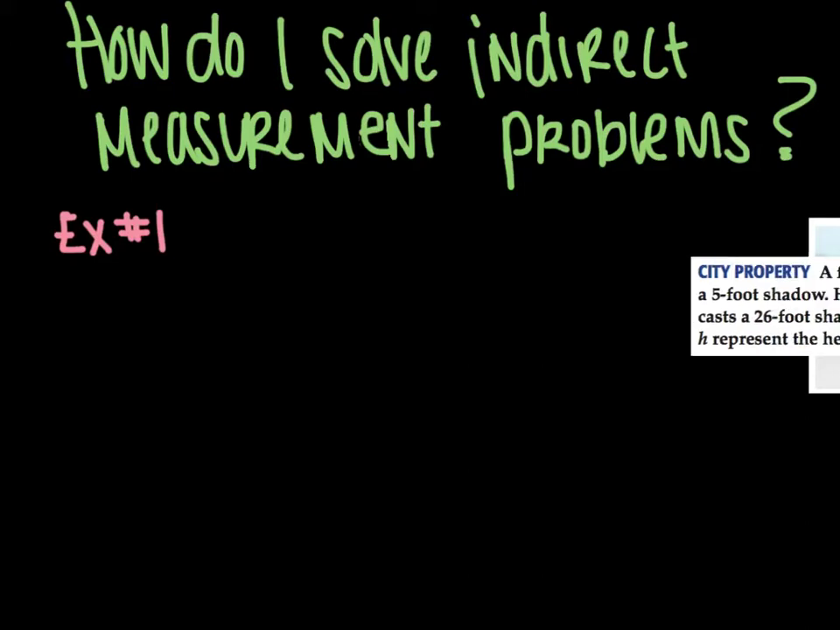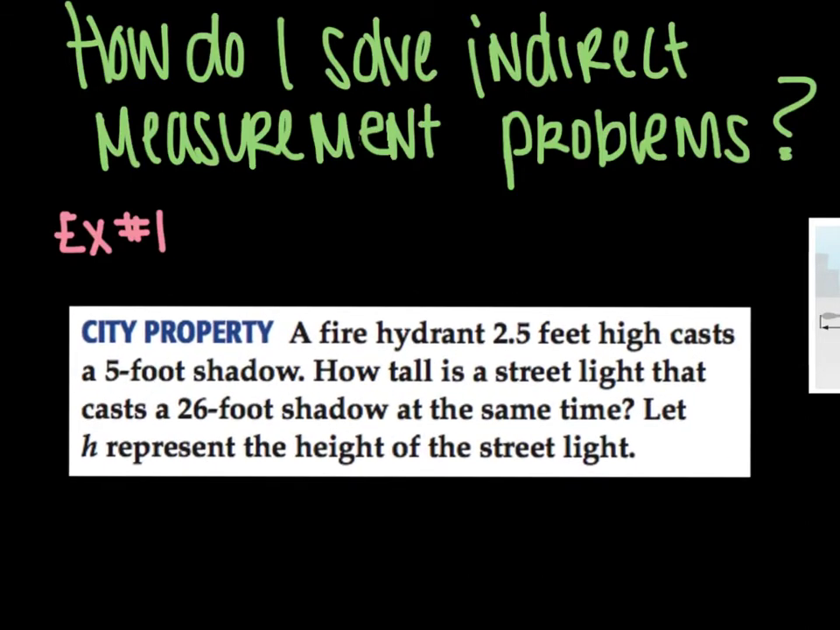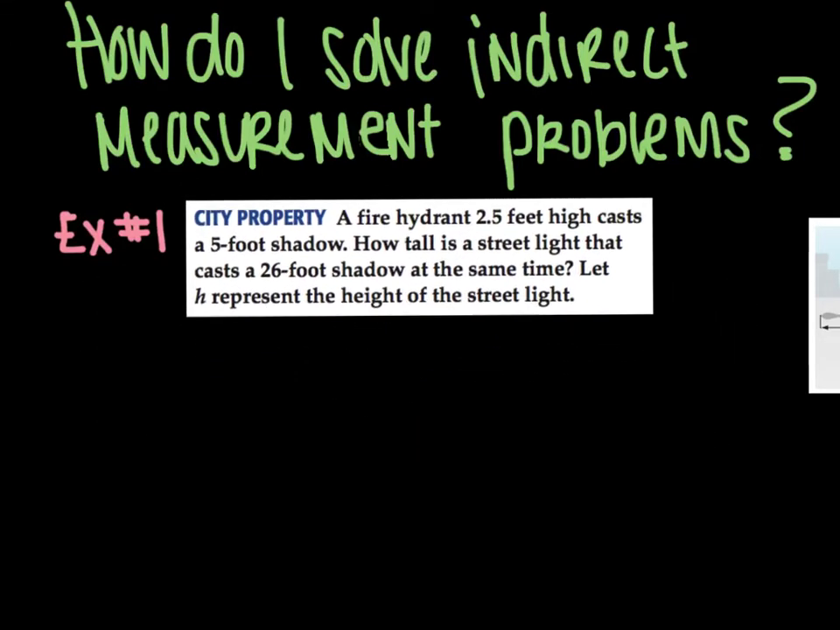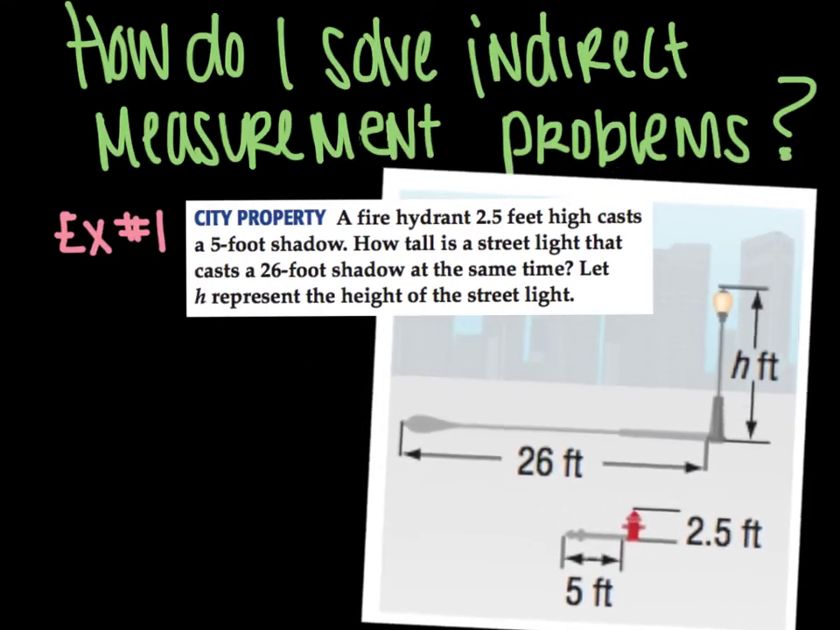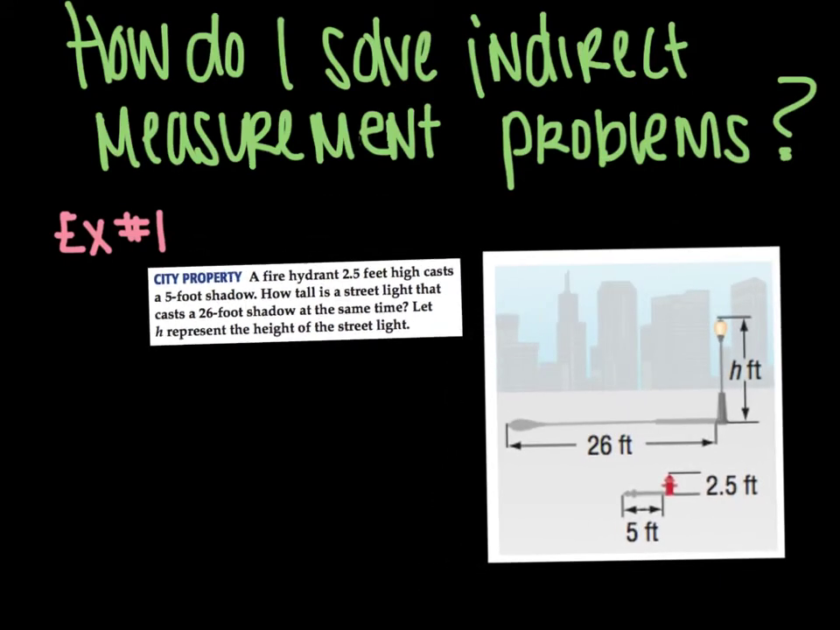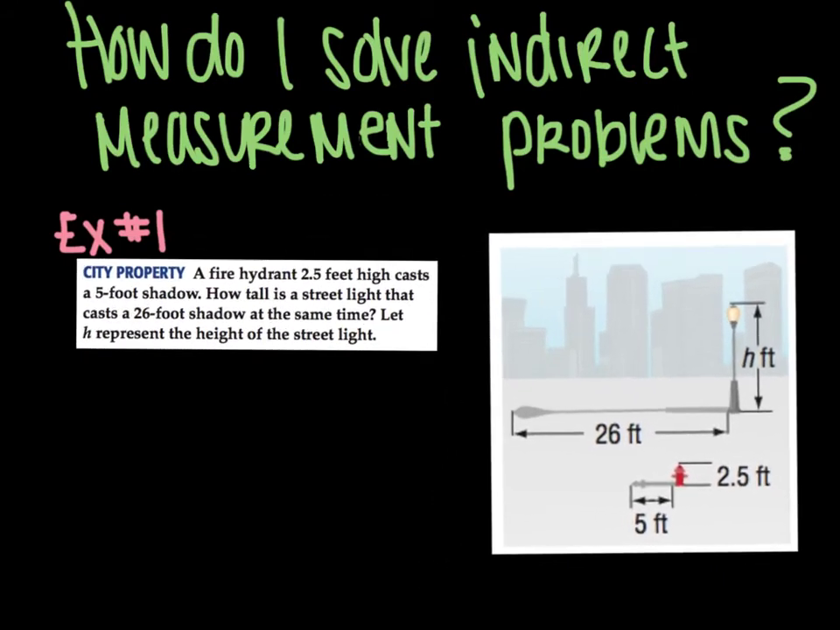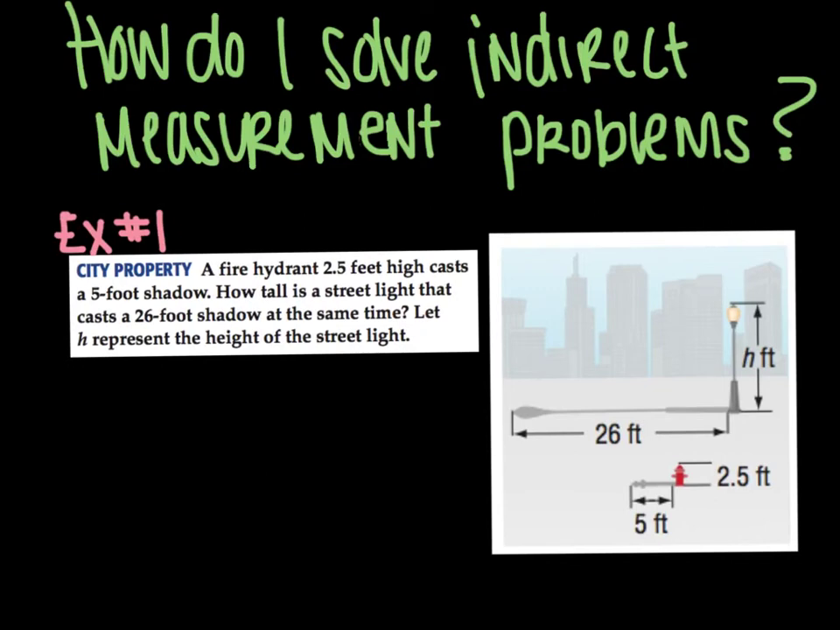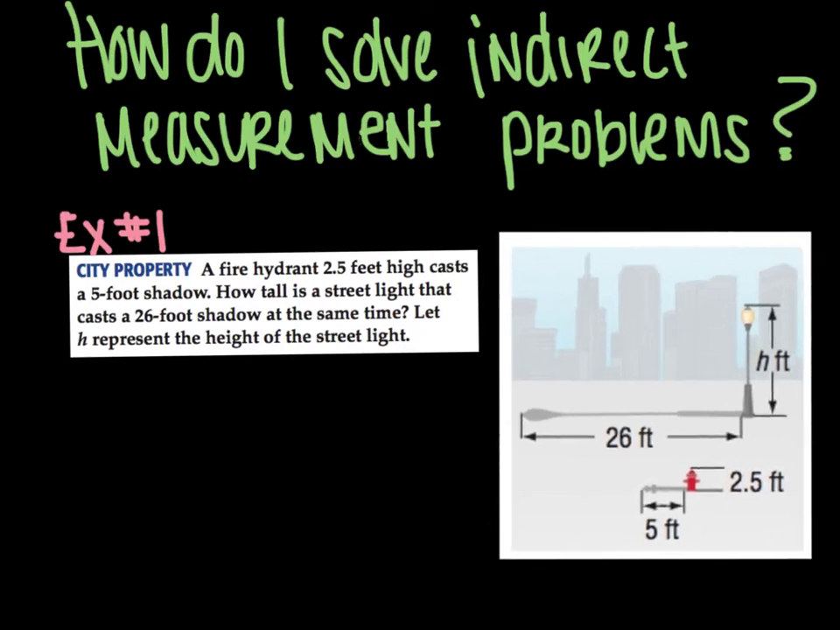First example for you. A fire hydrant that is 2.5 feet high casts a 5-foot shadow. How tall is a street light that casts a 26-foot shadow at the same time? And then your variable is h. That's the least important part. Like I said, pictures are the most important thing, and so that's what I'm going to use to help you figure this out. You do need to make sure that you're getting all of this down in your notes, as it is important and valuable information. So here we have our street light.